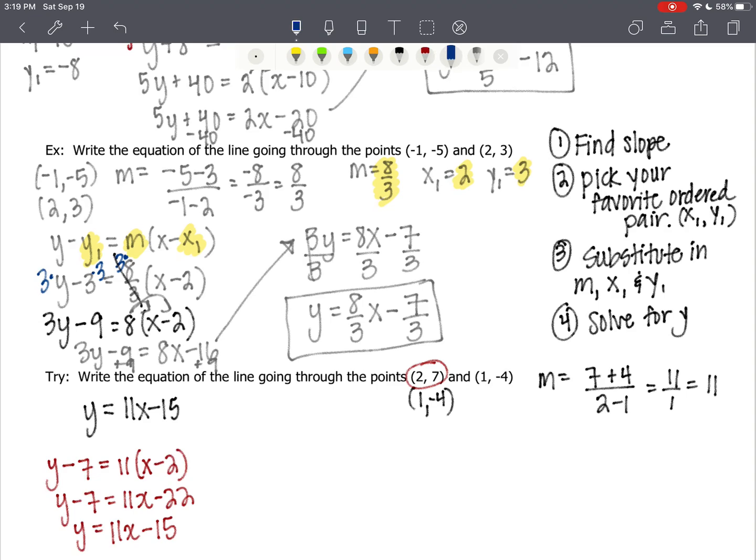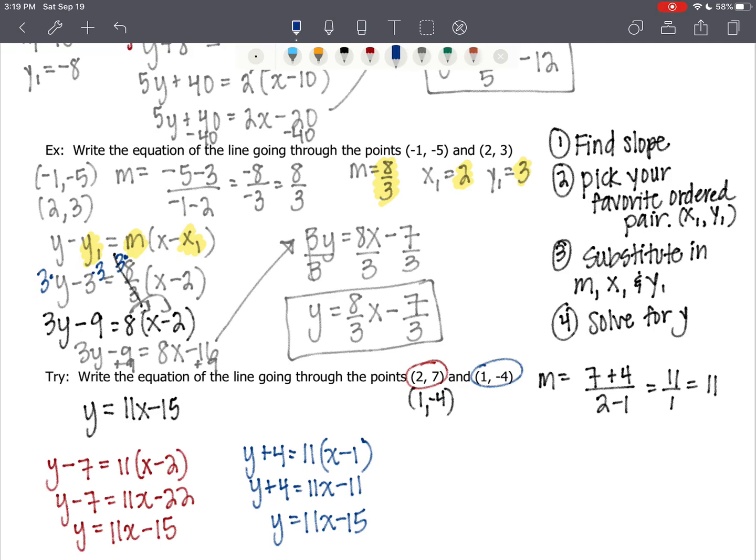Or, if you would have picked 1, negative 4, you would have said y plus 4 is equal to 11 times the quantity x minus 1. y plus 4 is equal to 11x minus 11. You would have subtracted 4 from both sides, and you also would have gotten y equals 11x minus 15, which is indeed the answer. That's the answer.